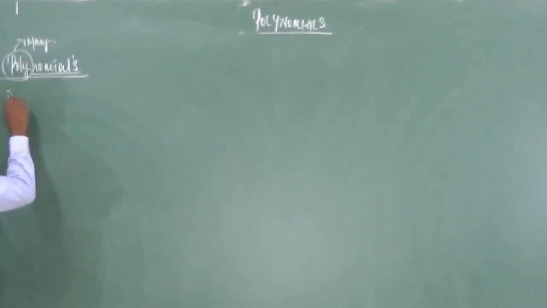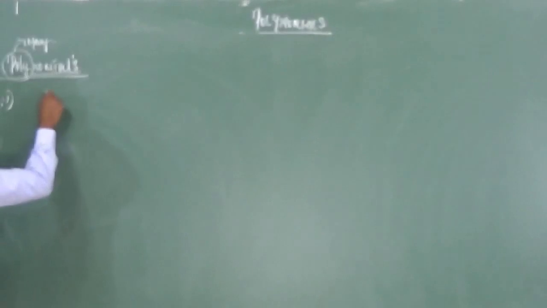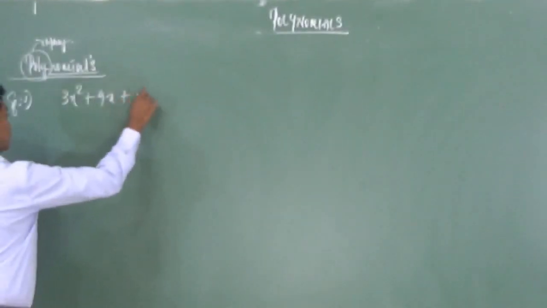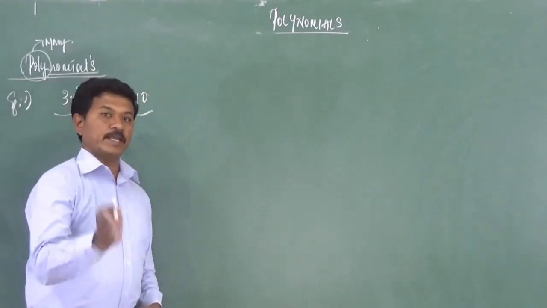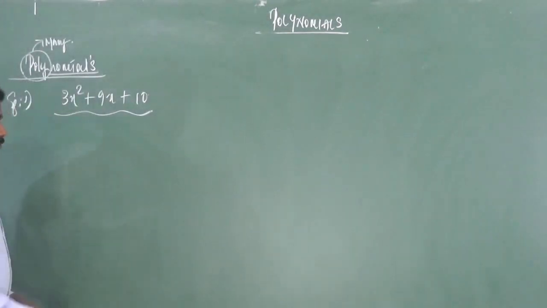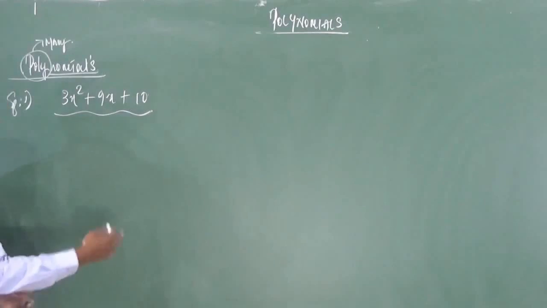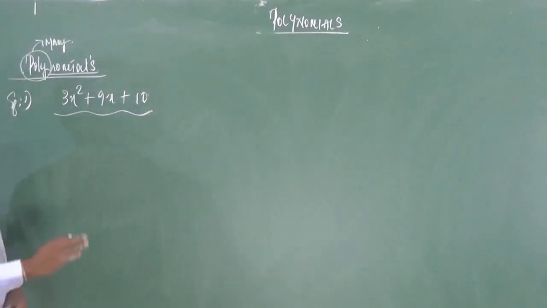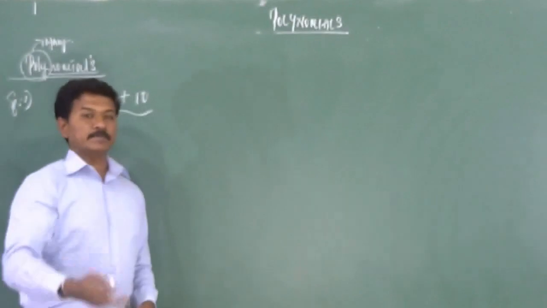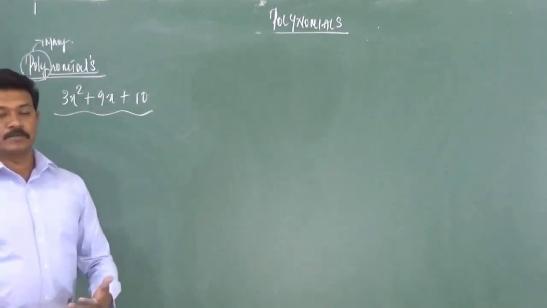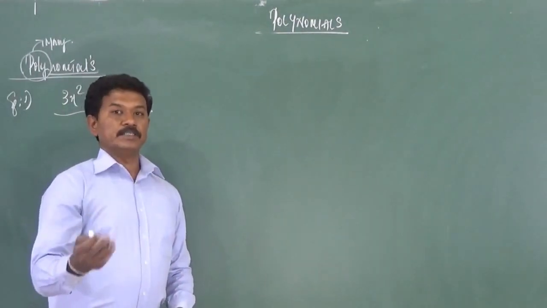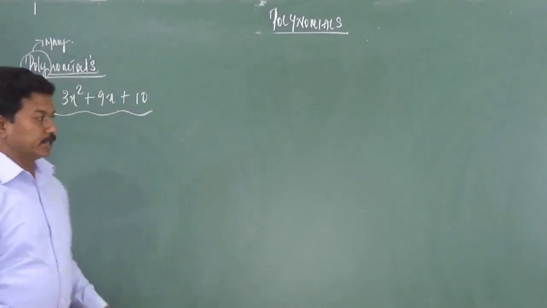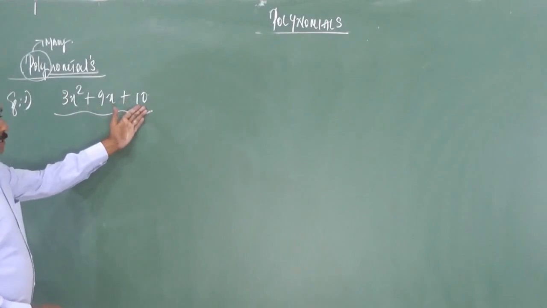Right. We'll go with example 1. 3x square plus 9x plus 10. So this is an algebraic expression, and together I announce that it is also a polynomial. It is an algebraic expression as well as it is a polynomial. So here, what are the conditions for a mathematical statement to become an algebraic expression? So if two or more algebraic terms are connected by plus or minus sign and along with division and multiplication signs, then it is called an algebraic expression. Okay, there are three algebraic terms here. They are connected by plus sign. Therefore, it is an algebraic expression.